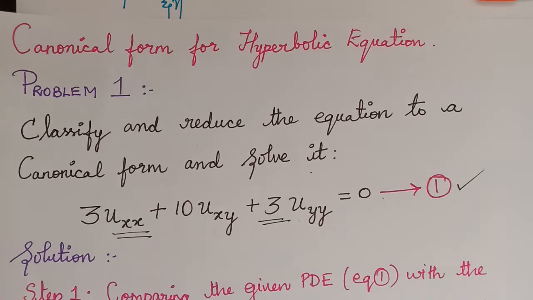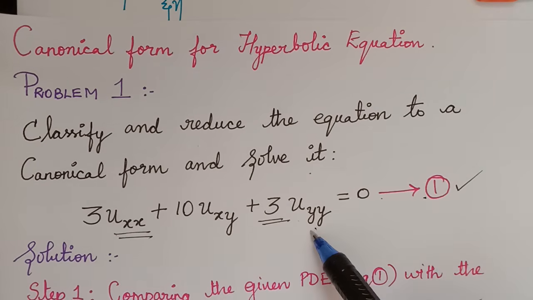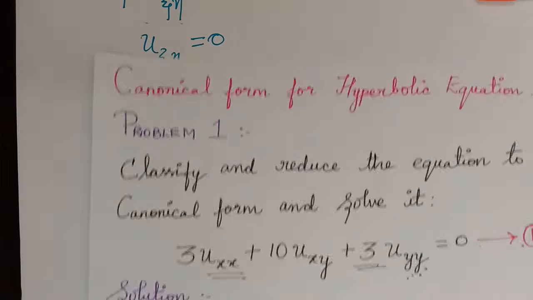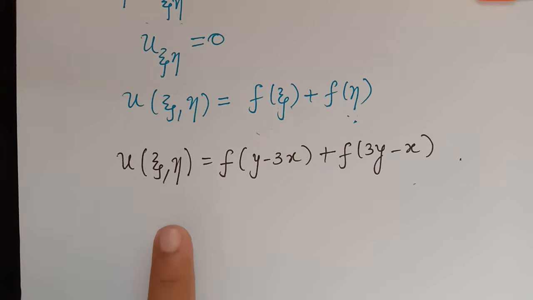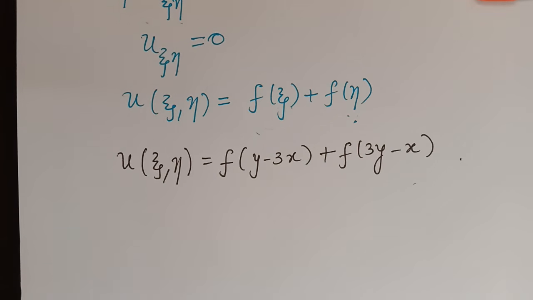So first we classified this as a hyperbolic equation, and then we transformed it into a canonical form, and then we solved it and we have obtained the solution to be this. This is how we have to solve the hyperbolic partial differential equation by using the concept of canonical form. Hope you have understood this concept.